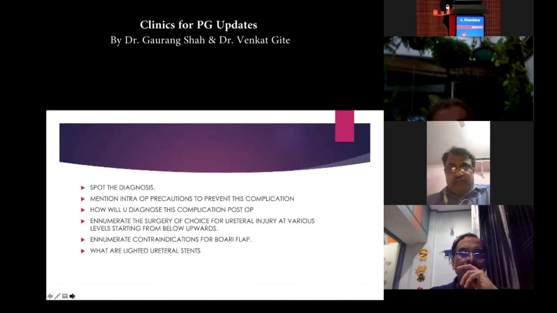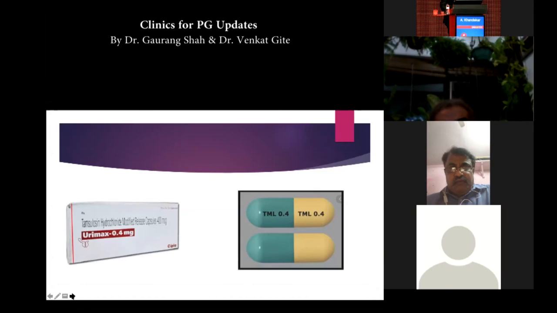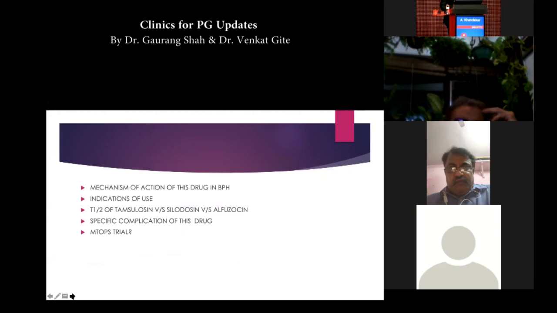Okay. Is that okay? Should I go ahead? Yeah, go ahead, Gaurav, this is your next slide. Tamsulosin hydrochloride, 0.4 milligram. Mention the mechanism of action of this drug with respect to benign prostatic hyperplasia.